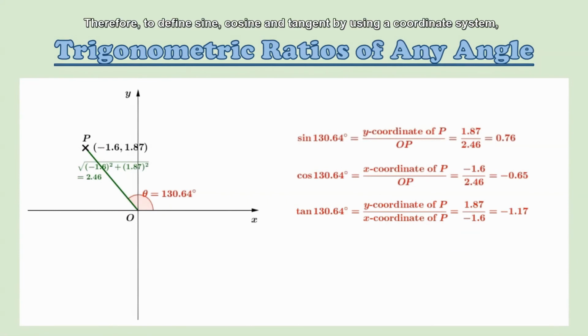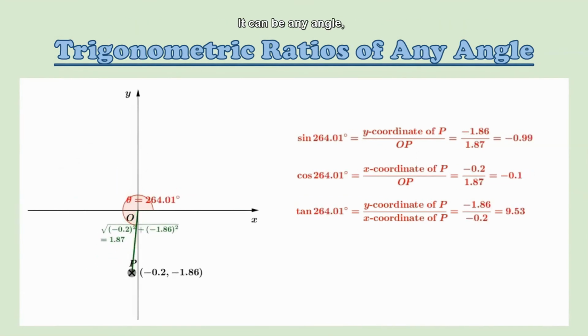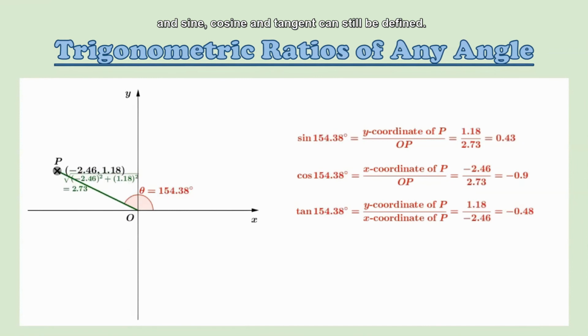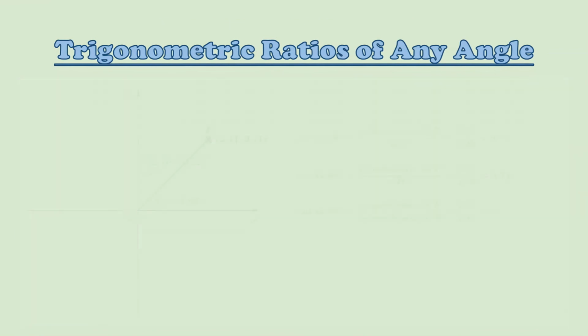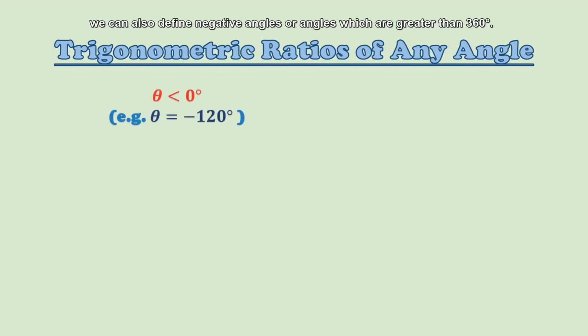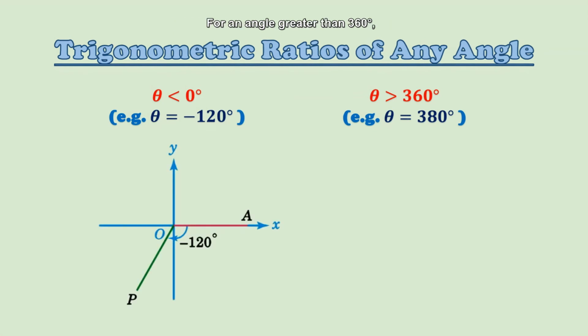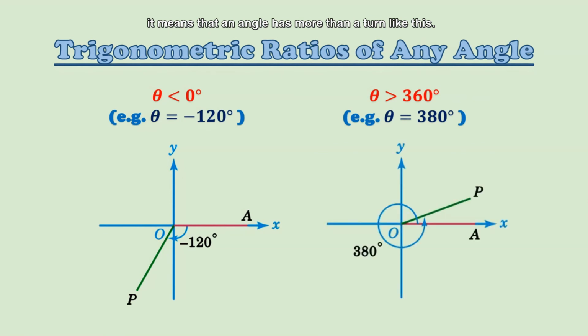Therefore, to define sine, cosine, and tangent by using a coordinate system, this theta is not restricted to be an acute angle. It can be any angle, and sine, cosine, and tangent can still be defined. By considering this coordinate system, we can also define negative angles or angles which are greater than 360 degrees. For negative angles, it means an angle like this. For an angle greater than 360 degrees, it means that an angle which has more than a turn, like this.